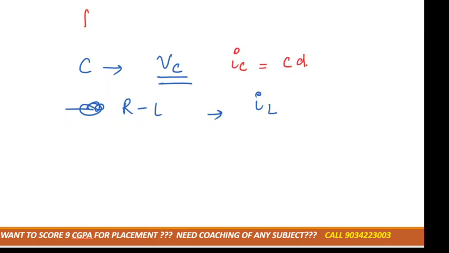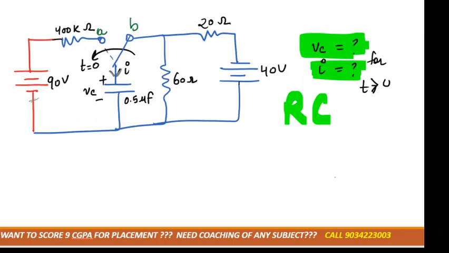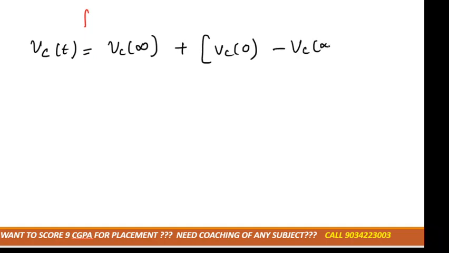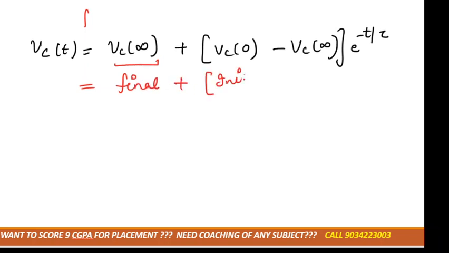For that, there is one formula, C dVc by dt. Okay, the Vc value we already know, we just need to put it. Now the next question is, how can we calculate Vc(t)? For that we have the formula: Vc of infinity plus Vc of 0 minus Vc of infinity, times e raised to power minus t by tau. Okay, Vc of infinity is the final, right? Vc of 0 is the initial, minus again the final, that is e raised to power minus t by tau.